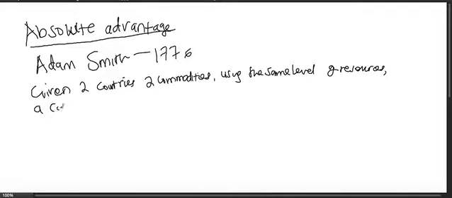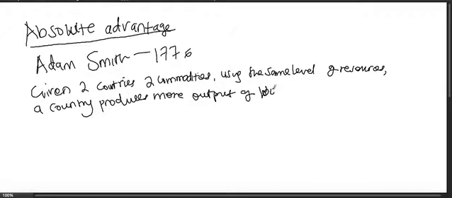So if a country produces more output of both commodities than the other country, then that country definitely has absolute advantage in the production of both commodities than the other country. So given two commodities being produced by two countries using the same level of resources, a country produces more output of both commodities than the other country.